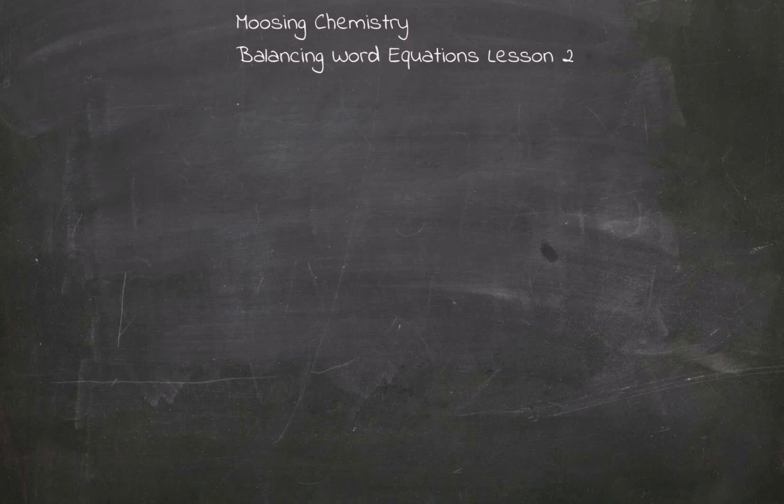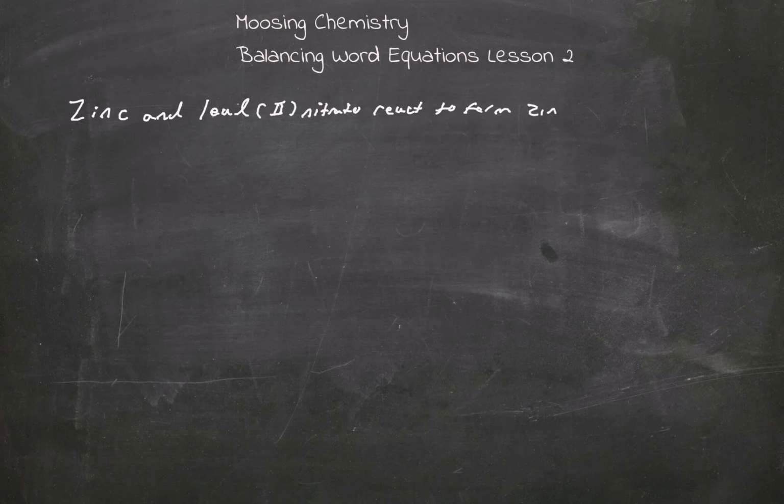Today we're going to balance 2 or 3 equations. Let's start off with a simple one. And we'll take zinc and lead. And this will be lead 2 nitrate. There's our Roman numerals. Okay. React to form zinc nitrate and lead.